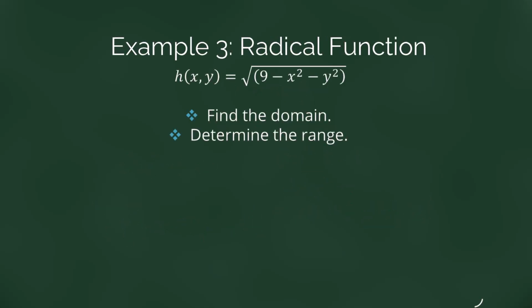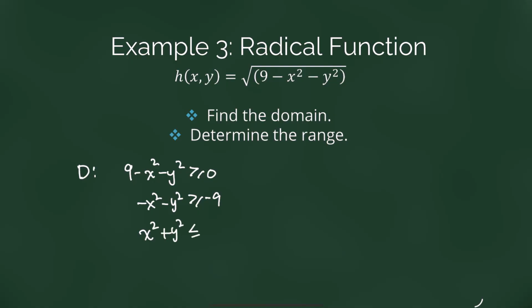Let's look at an example of a radical function. We know for single variable functions that for a value to be in the domain of a radical function, what's under the square root has to be non-negative, and that's going to be the same for a function of two variables. So in other words, we need 9 minus x squared minus y squared to be non-negative to be in the domain. We can rearrange that. Negative x squared minus y squared is greater than or equal to negative 9. Dividing through by negative 1, we get that x squared plus y squared must be less than or equal to 9, and that's the domain.